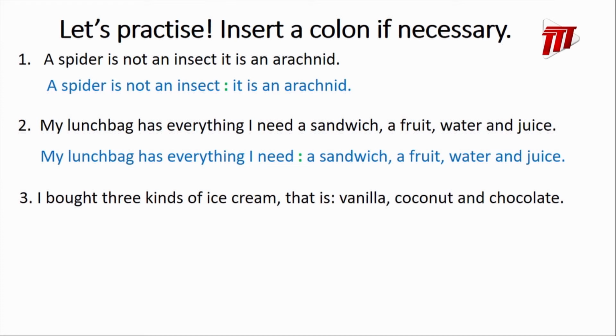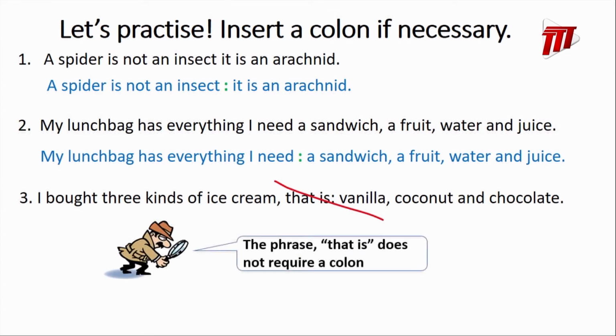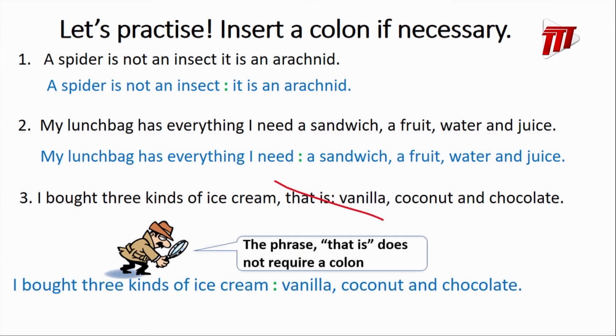Yeah, we have "that is," and then we have a colon. And that's being redundant. That's wrong. You can't have two of the same words put together, or two things that have the same meaning together. It doesn't make any sense. So what do we do? We take off "that is," right? Because it's not required. I bought 3 kinds of ice cream: vanilla, coconut, and chocolate. What's your favorite? So we're doing good so far.